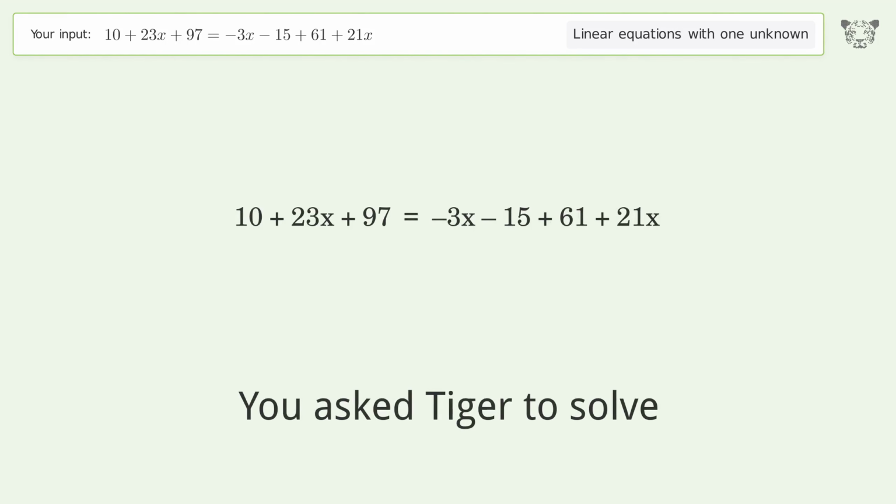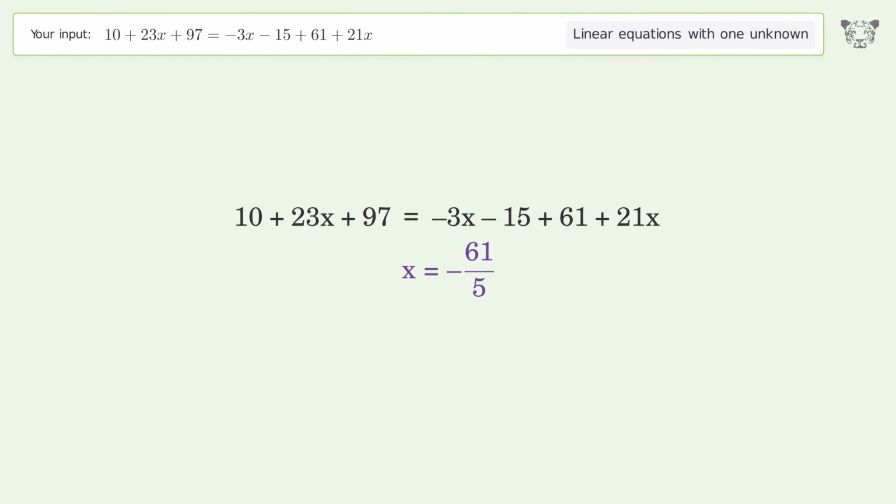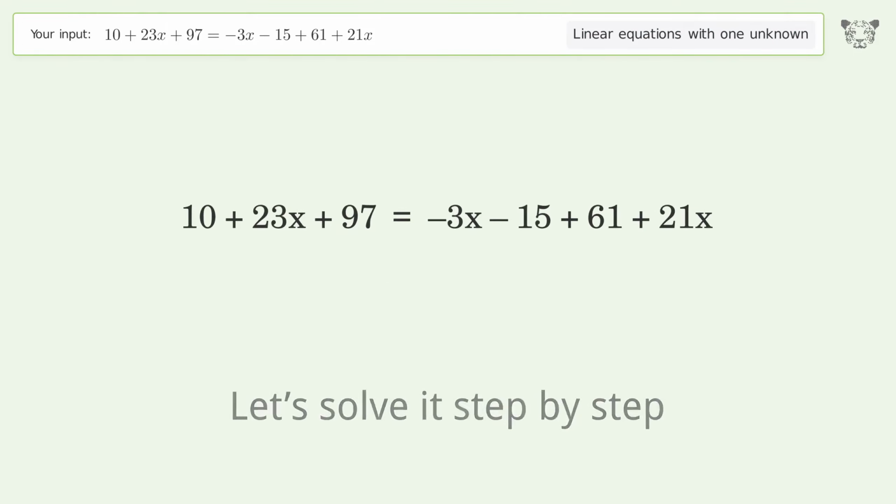You ask Tiger to solve. This deals with linear equations with one unknown. The final result is x equals -61/5. Let's solve it step by step.